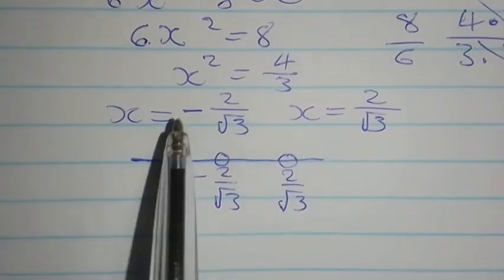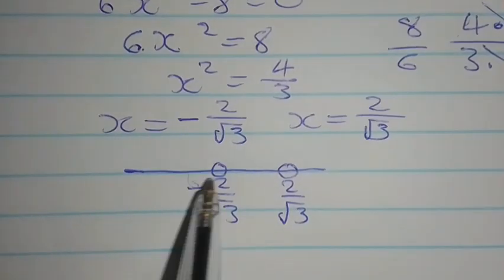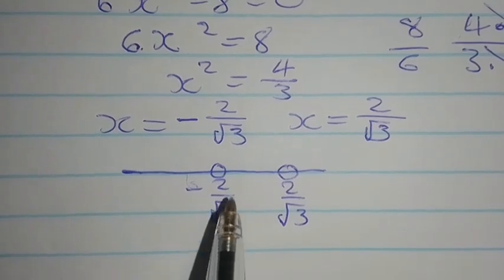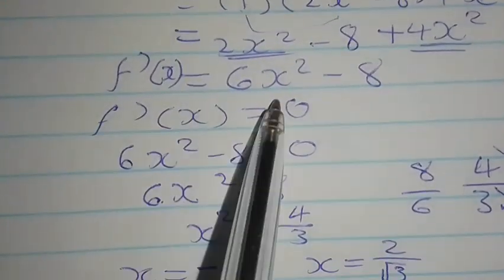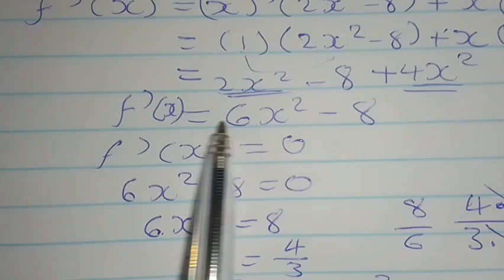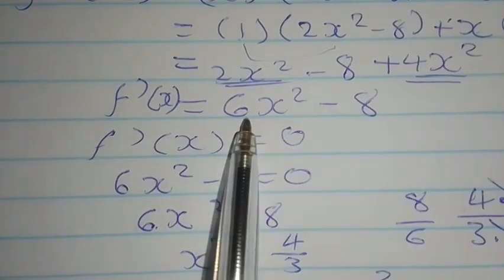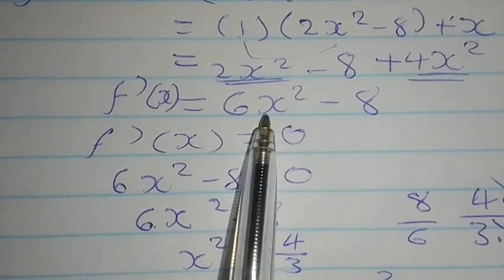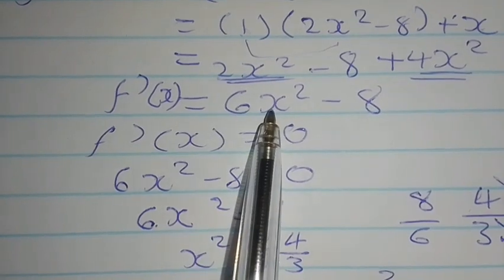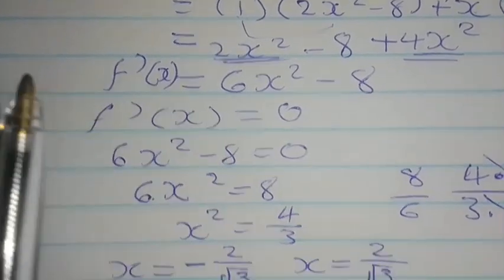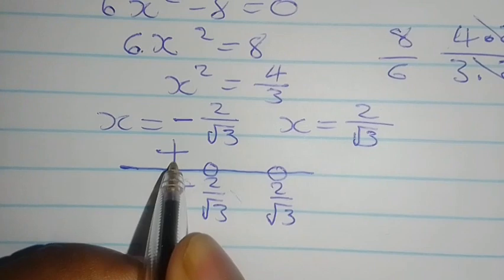Now, I'm going to substitute the numbers below minus 2 over root 3. Suppose I substitute minus 3 into the first derivative. Minus 3 squared, that's 9. 9 times 6, that's 54. And then 54 minus 8, that's 46, so you get a positive answer here.